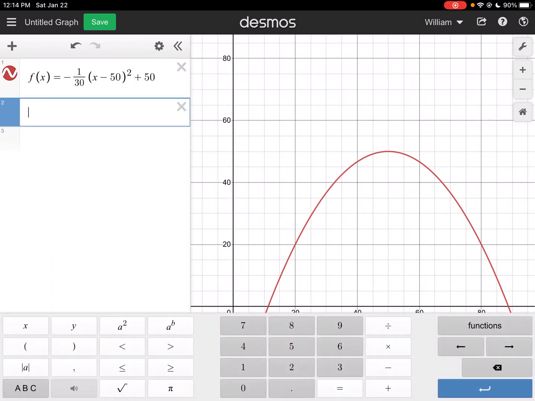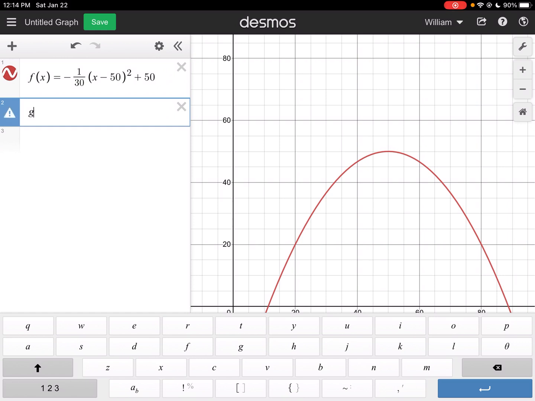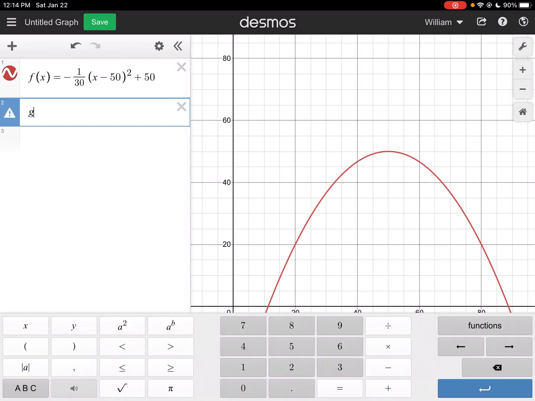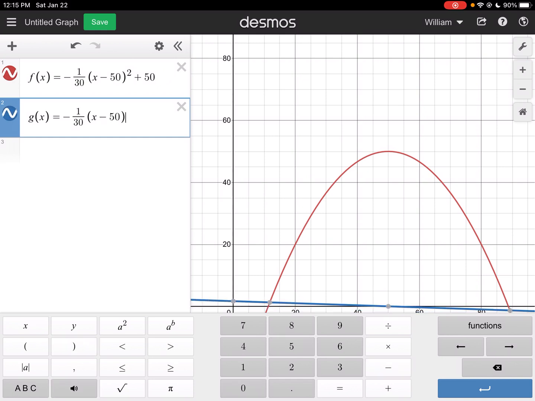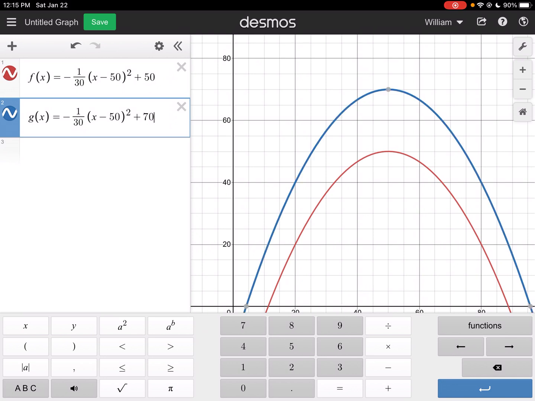Now I'll do my transformed function. So I'm going to say g of x equals negative 1 over 30, and then parentheses, x minus 50 squared plus 70. And there's our graph.